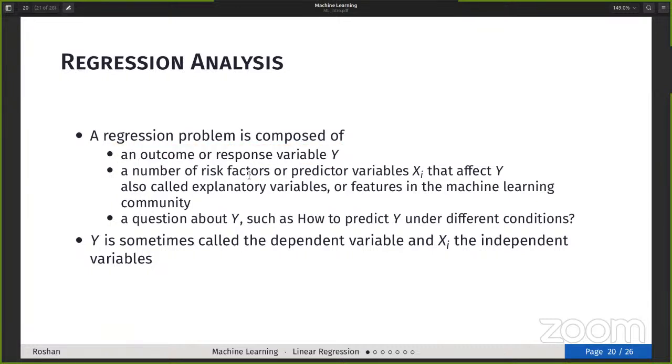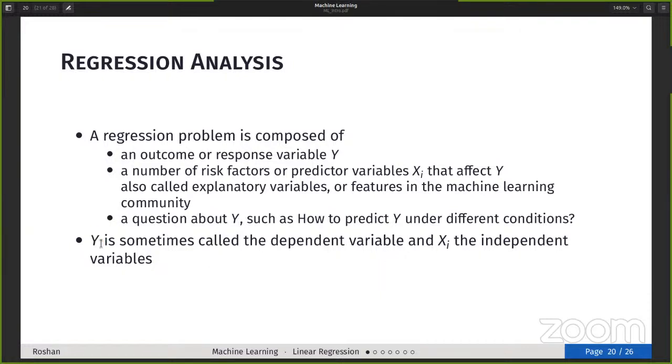Then you have predictor variables. You have the output, you have your input. X is what the ML community typically calls features. Then you have a question about y: how to predict y under different conditions? What model should I use so that as the inputs change, I know how my y is affected?